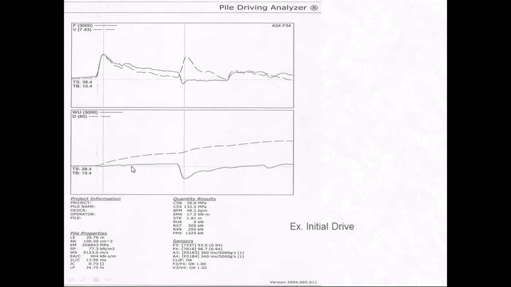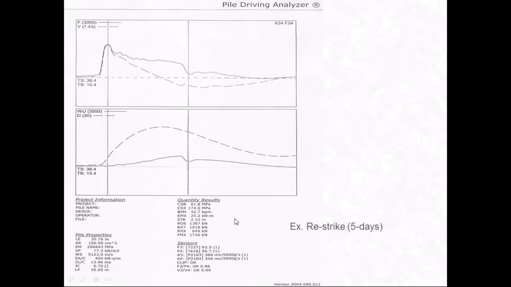The other thing we look at down here is the wave up. So the slope of the wave up line is going to be an indication of how much skin friction is on the pile. And in this case here, it's relatively flat, so there's not a lot of skin friction. And if we go down to the RX7, RX9 capacity values, they're around 295 to 305 kilonewtons on initial drive.